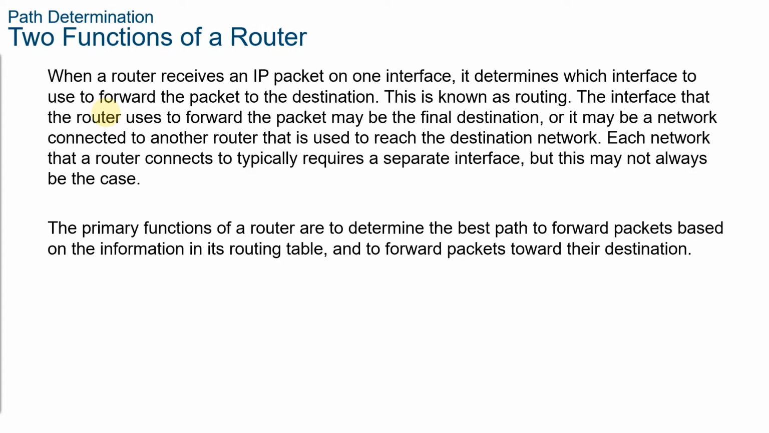The interface that the router uses to forward a packet may be the final destination, or it may be the network connected to another router that is used to reach the destination network. Each network that the router connects to typically requires a separate interface, but this may not always be the case. The primary functions of a router are, first, to determine the best path to forward packets based on the information in its routing table, and second, to forward packets toward their destination.